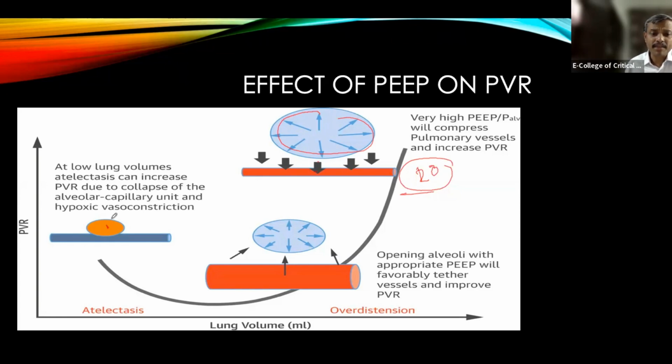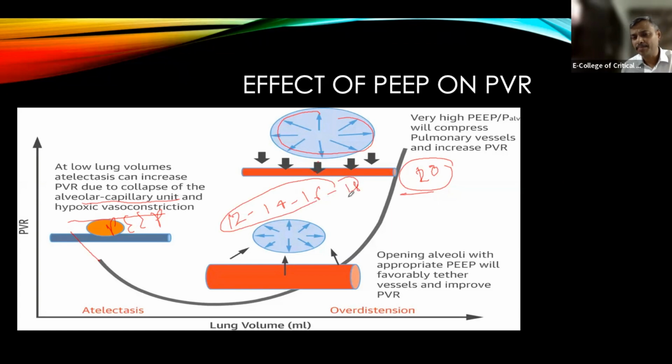As you reduce the PEEP, the lung becomes atelectatic, so it can again increase the PVR. This is the resistance due to collapse of the alveolar capillary unit, and also hypoxic vasoconstriction. So with PEEP, for example, we usually go up to 12, 14, 16, this amount of PEEP is required, even 18.